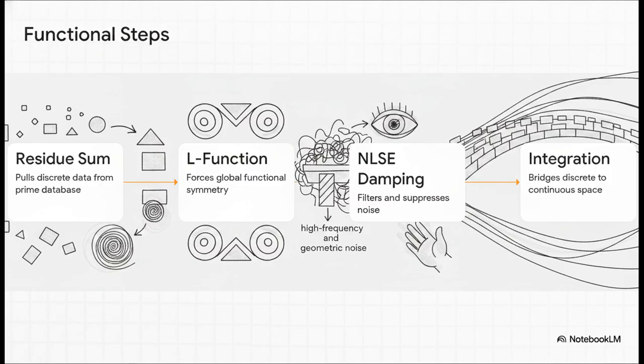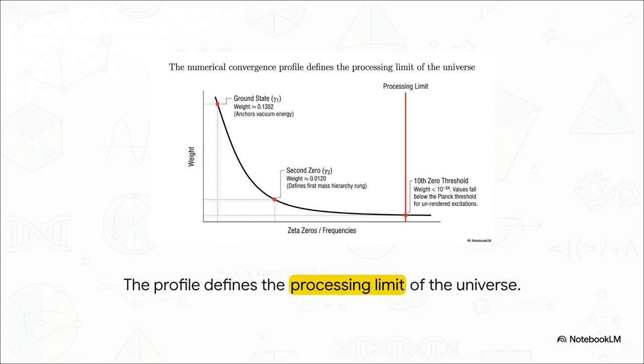Step 3 is log NLSE damping. Think of this as a filter. It suppresses all the high-frequency geometric noise that just doesn't need to be rendered into your local environment. And finally, step 4, the Ericholov measure. This is the integration engine that flawlessly bridges that discrete logic into the smooth, continuous space you can wave your hand through right now. Just like your laptop or phone, the universe has a hard processing limit.